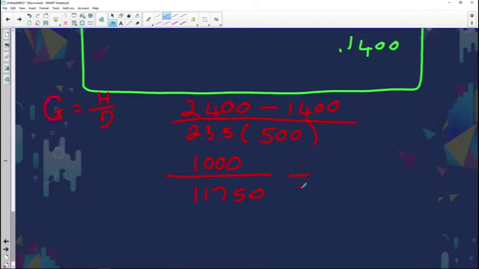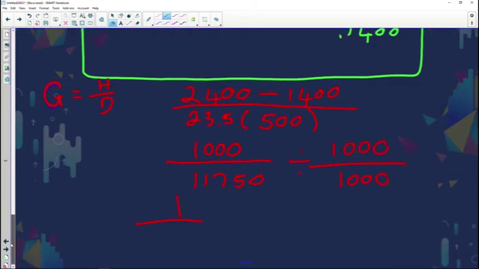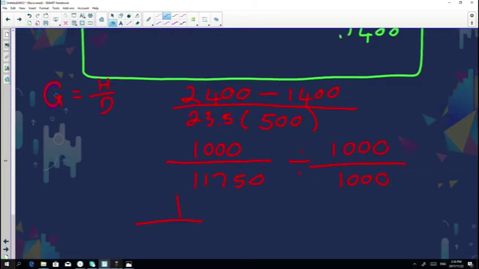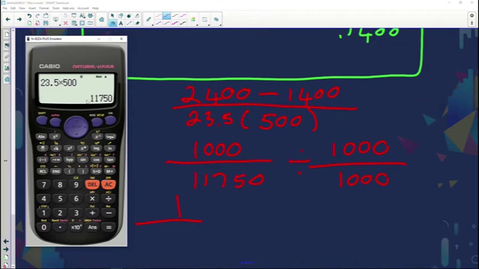So what do we need to do? We need to get a ratio of 1. And what's a simple rule of maths? What you do on the top, you need to do on the bottom. So 1,000 divided by 1,000 gives me 1. And then lastly, 11,750 divided by 1,000 gives me 11.75.